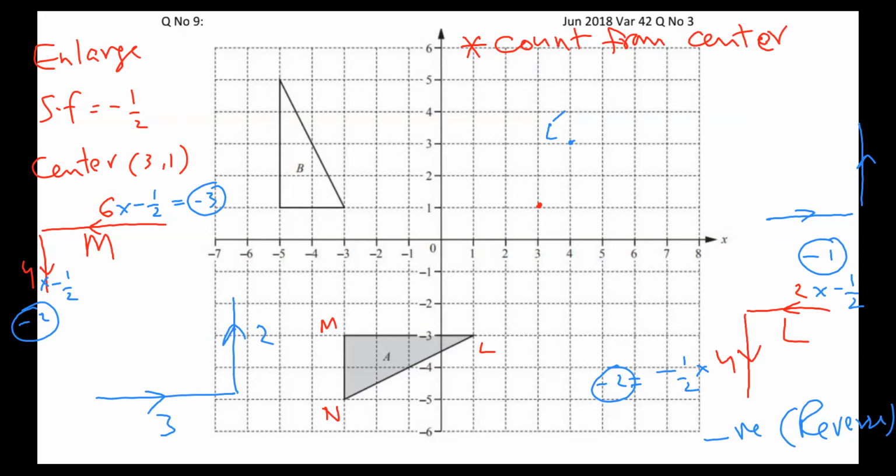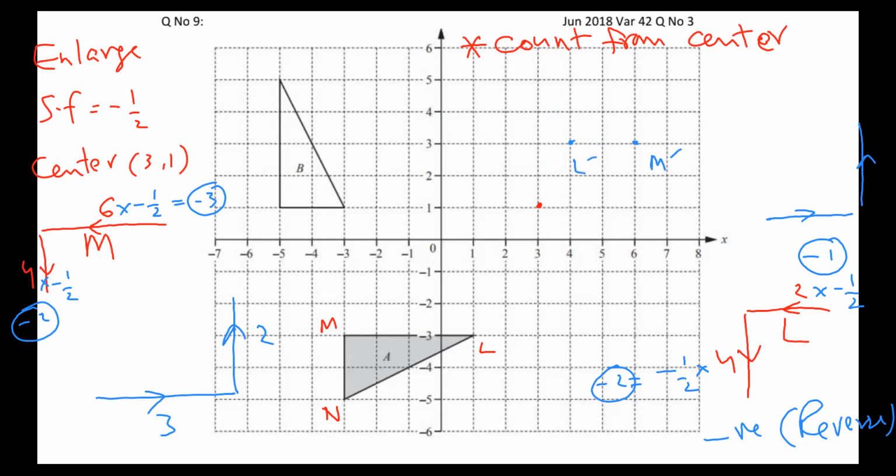Okay, so 3 and 2. So let's count. 1, 2, 3. Sorry, count from center, not from here. Center is here. Okay, 1, 2, 3. And 2 upwards, 1 and 2. So I got this point. This becomes very clear. M dash comes. Okay, I repeat again, don't worry. Just the last point left only, then inshallah I discuss in detail.